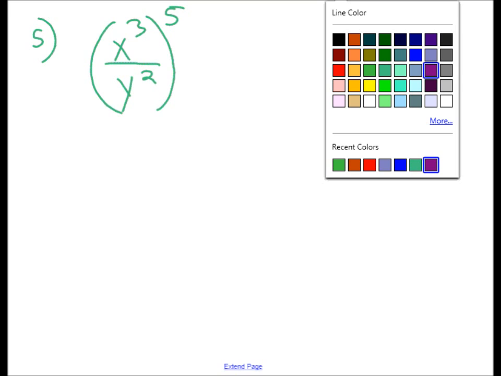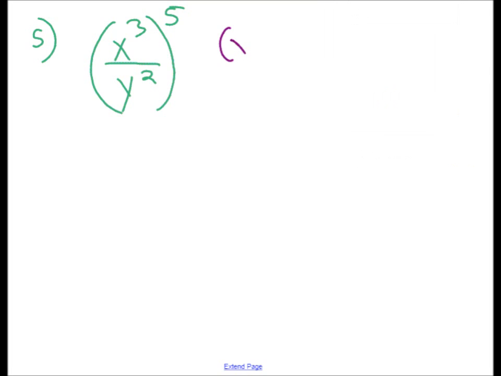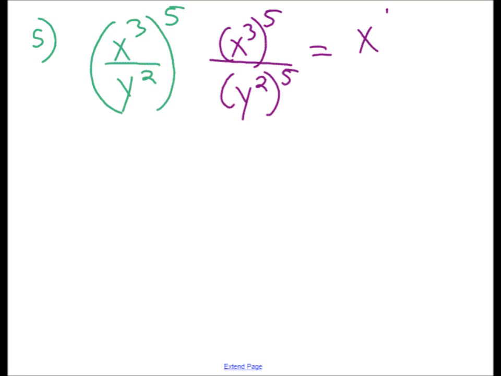What you're actually going to do is treat it like 2 separate problems. You're going to take the numerator and raise it to that power, and then take the denominator and raise it to that same power. So we have x to the 3rd raised to the 5th divided by y squared raised to the 5th. So again, you can see it's just like 2 separate problems. We multiply powers here, x to the 15th. In the denominator, we have y to the 10th. I can't simplify that anymore because my bases are different. X and y are different, so therefore that is my final answer.